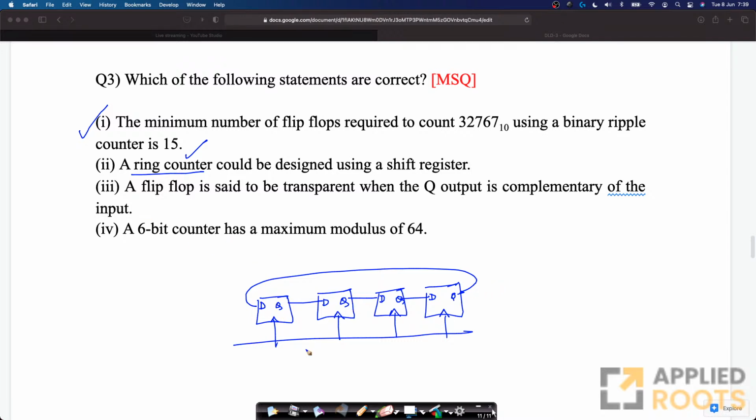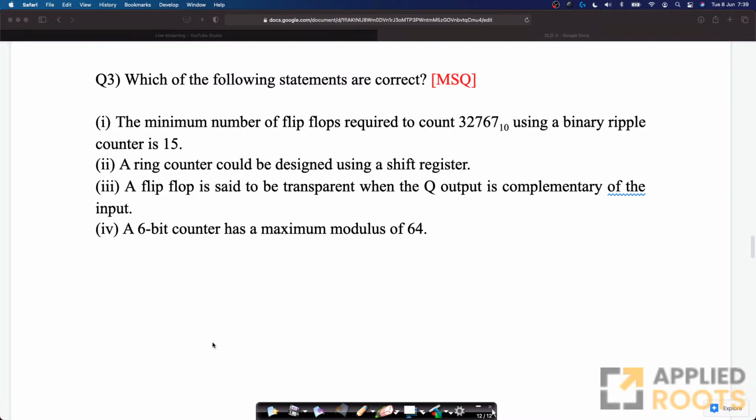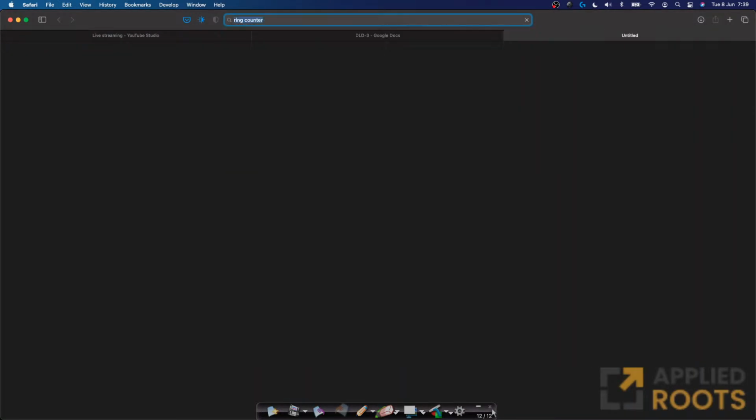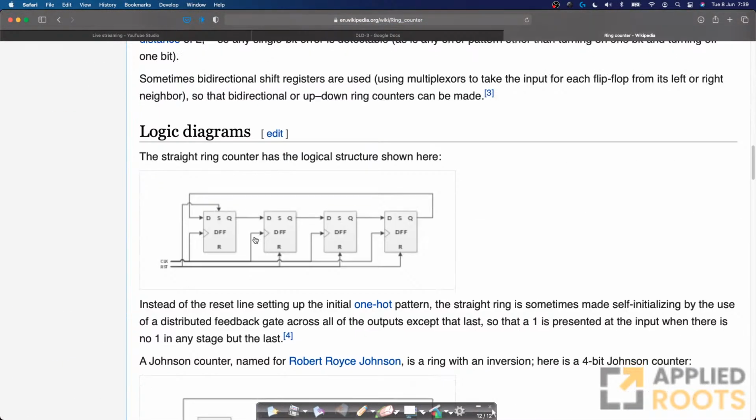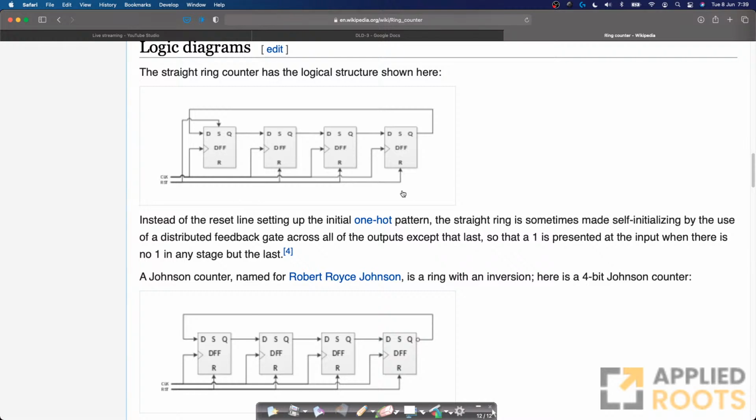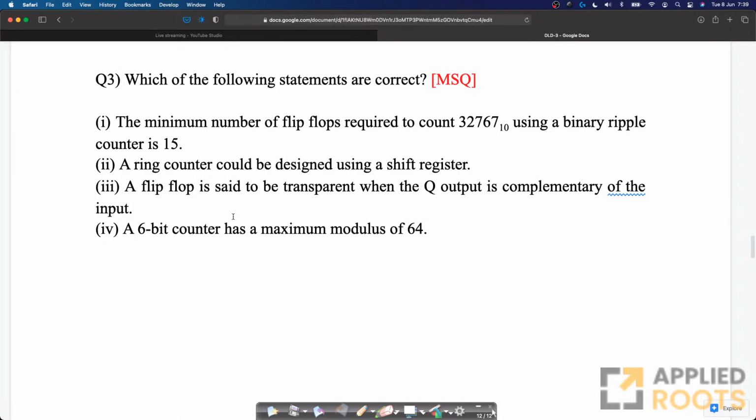If you want to see the exact diagram, it will look very similar to this. Let me just show you that. If you look up the ring counter on Wikipedia, this is how it will look. You have D flip-flops, and you can just ignore the reset button. Again, a simple structure here. You have your clock signal triggers and things like that. Very similar structure to what I've drawn. So the second is also a correct option, for those of you who did not know what a ring counter or a shift register is.